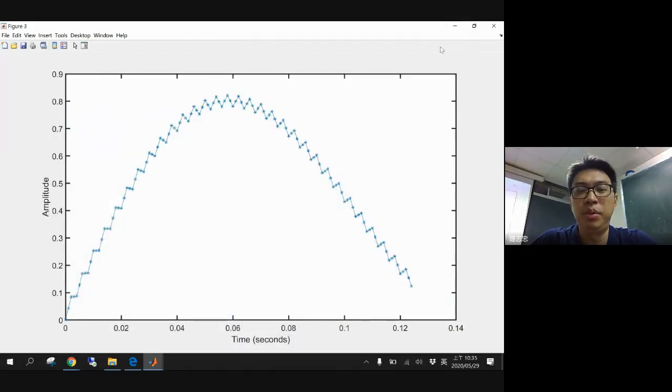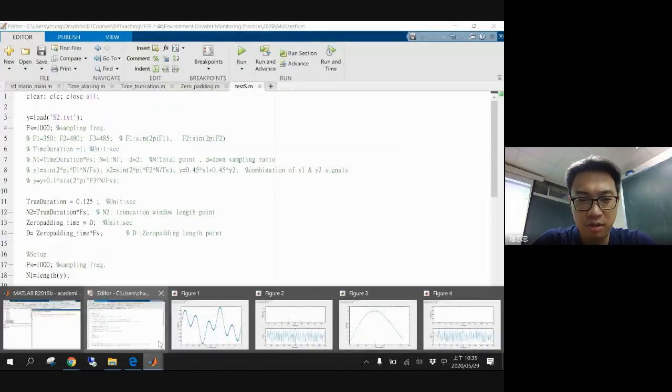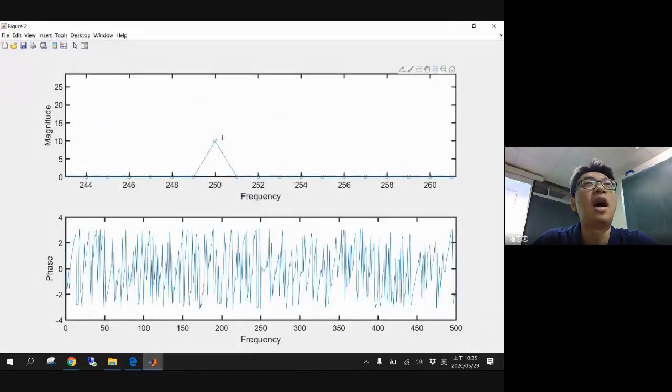So in the third problem, I just showed this high frequency noise. If you already found that this is 250 hertz, you can set up a low pass filter with the criterion smaller than 250 hertz. Okay, so this is the answer for all the questions.